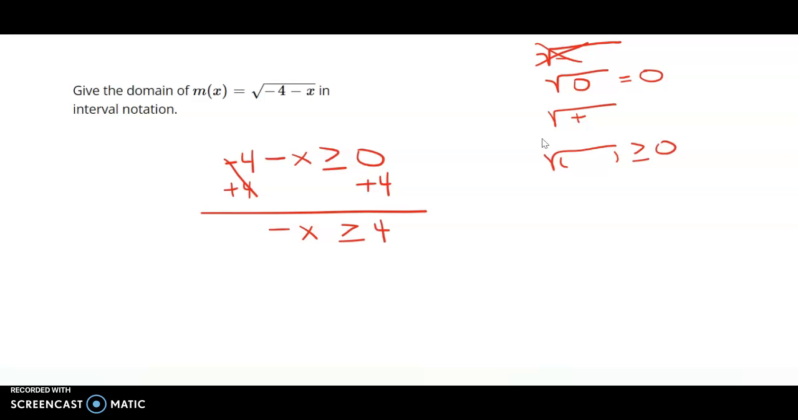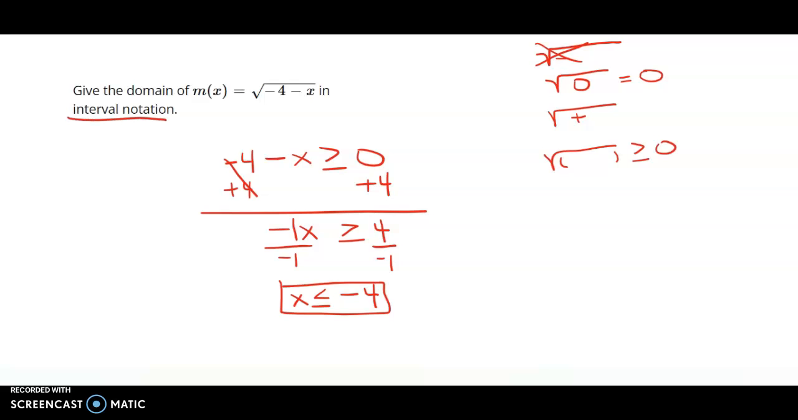We want to solve for a positive x, so we can put a 1 in front if we want, and we'll have to divide by that negative 1. So negative divided by negative becomes a positive x. Now, what happens when we divide an inequality by a negative number? Well, that inequality has to flip. So it's x is less than or equal to negative 4. So this is our answer, this is our domain. Basically x can be any number smaller than negative 4, or it can equal negative 4.